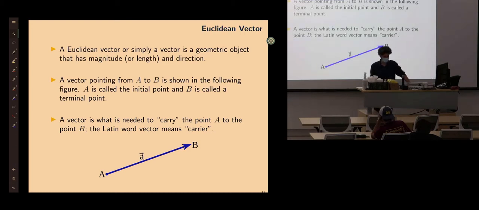A Euclidean vector is a geometric object. It has magnitude, length, and direction. So there is a direction, basically where the arrow is pointing to. That's the direction of the vector. And it has a magnitude. This is very important in physics. If you take a course in physics, they use a lot of vectors, and the magnitude and direction is very important. For example, what's the difference between speed and velocity?